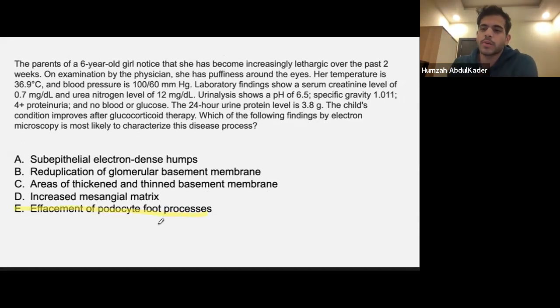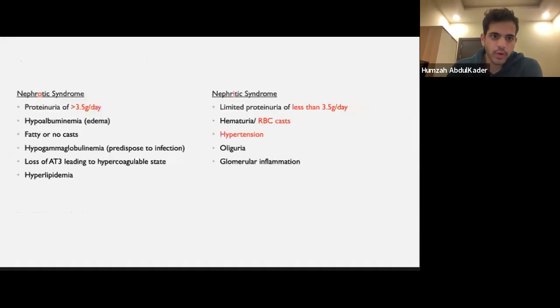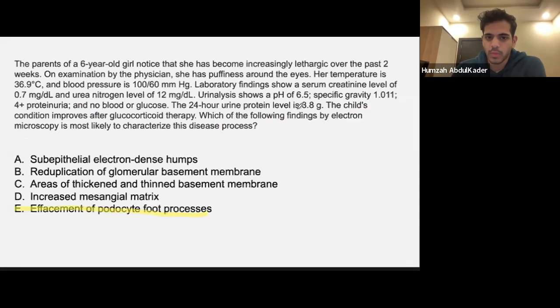Well, actually, first, before I start with that, I want to go over these kinds of questions in general. The first thing you want to do in these types of questions is to figure out, is this nephrotic syndrome or is this nephritic syndrome, right? They can be similar, but you have to know the differences between them. First of all, the first thing in nephrotic syndrome that you have to know is proteinuria is more than 3.5 grams a day, right? In our patient, they say that it is 3.8 grams a day. So immediately we already know that most likely it's nephrotic syndrome, right?